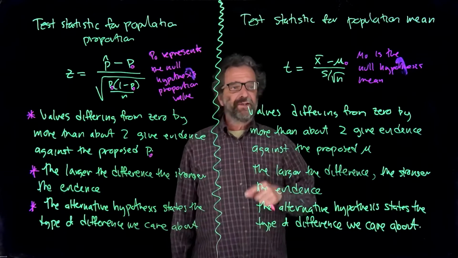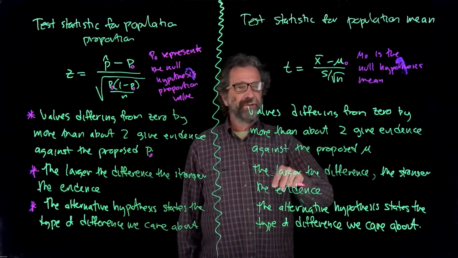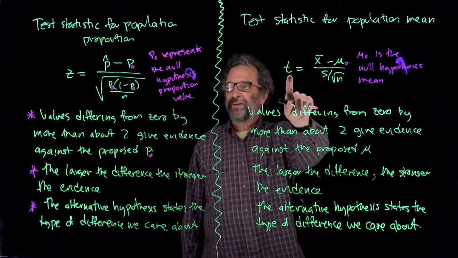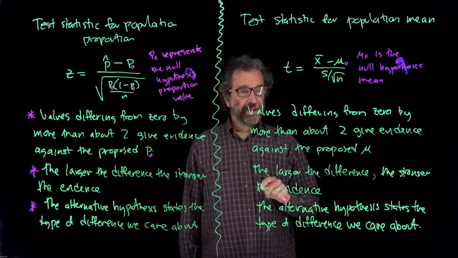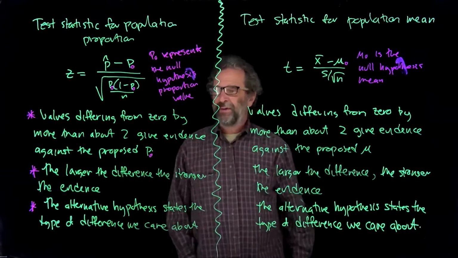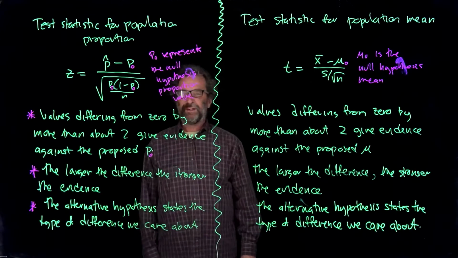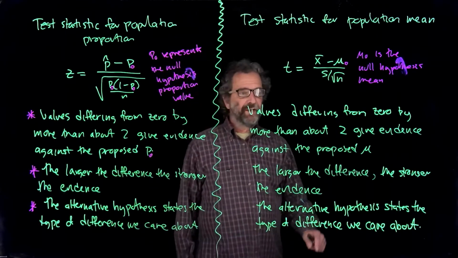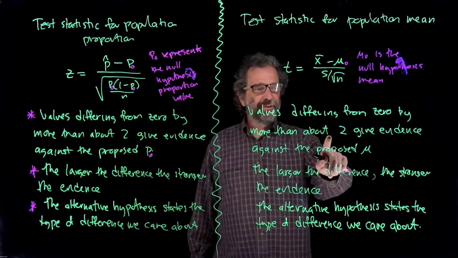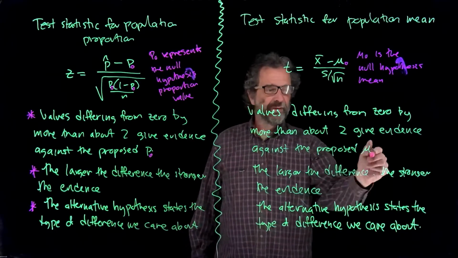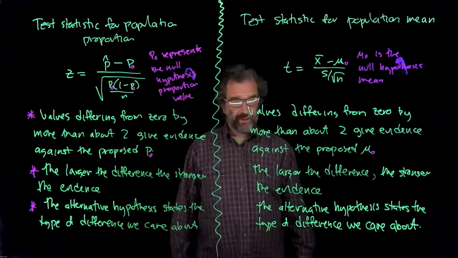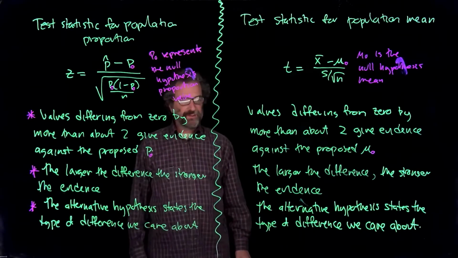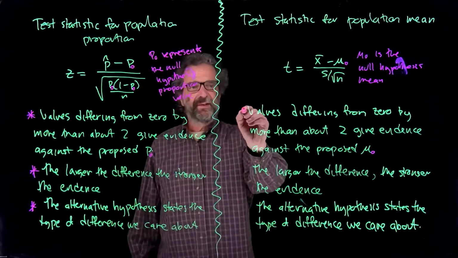Values of this t statistic differing from 0 by more than about 2. T is pretty close to z. It just differs in technical details. I still have that 2 as the approximate number. It depends on the degrees of freedom what the exact number is, but around 2 it seems pretty good. Well, more than about 2 give evidence against the proposed mu, or we might call it mu naught, like that. The larger the difference, the stronger the evidence. Same story. So we've got the same kind of thing.